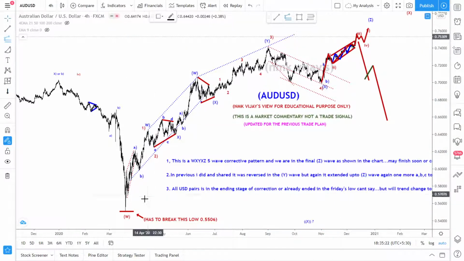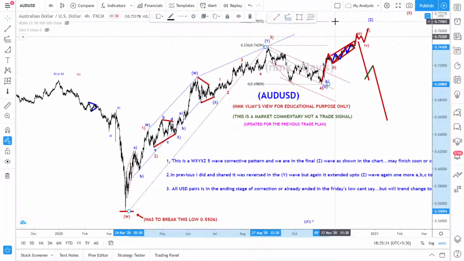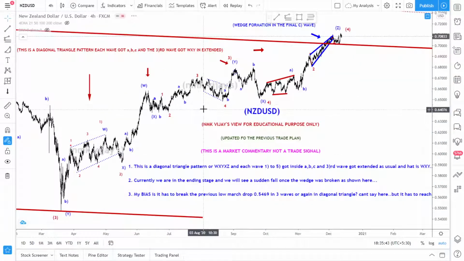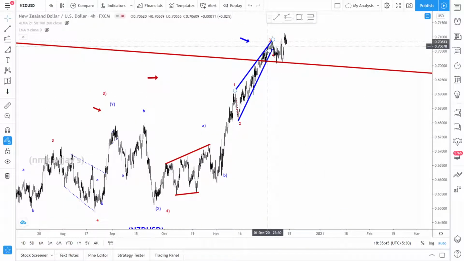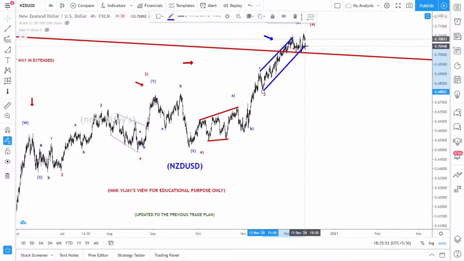Otherwise, if we simply move this here, that 38.2 is also that 77 zone. So everything is showing that 77. So there is still a chance, or it is going to drop from here. So both are possible. But in New Zealand USD, it is the same as what I expected here. As I said, this is a wedge formation, and then it can be converted into a channel. That same thing happened.